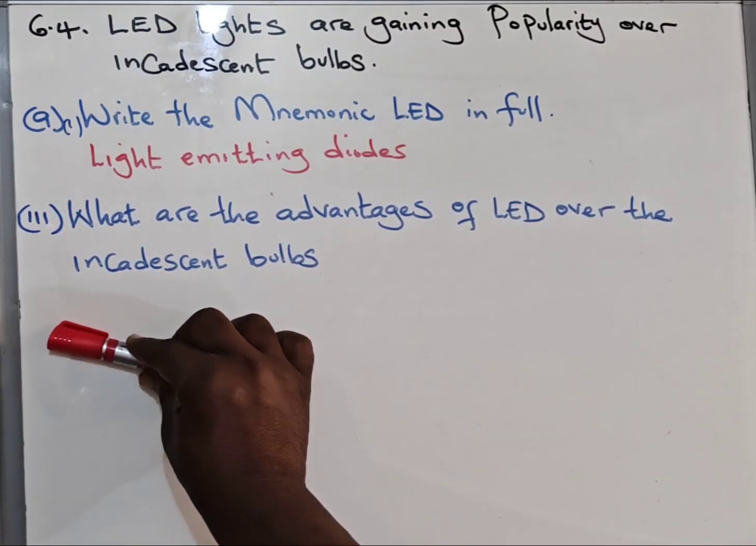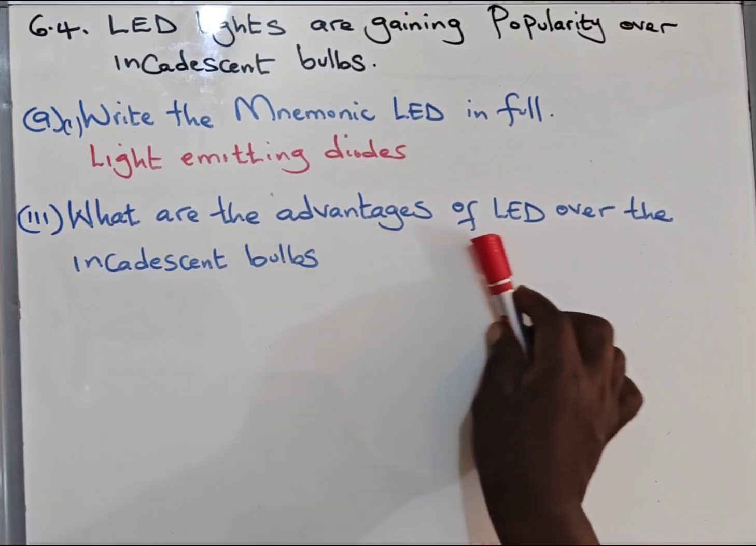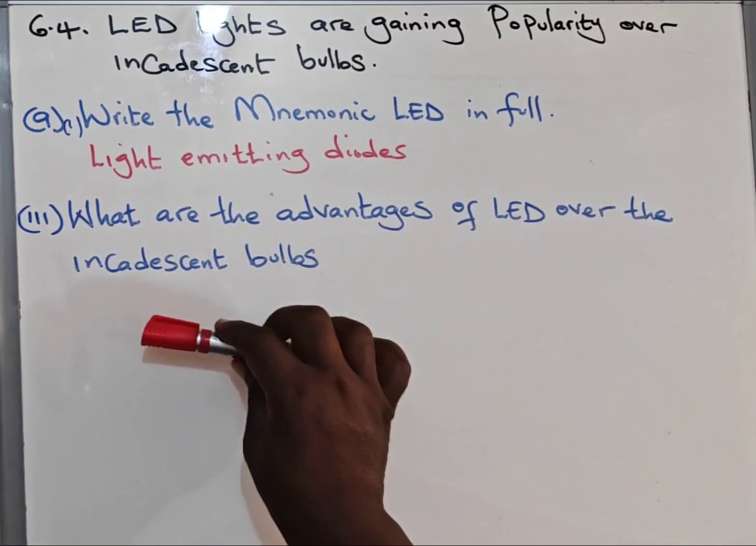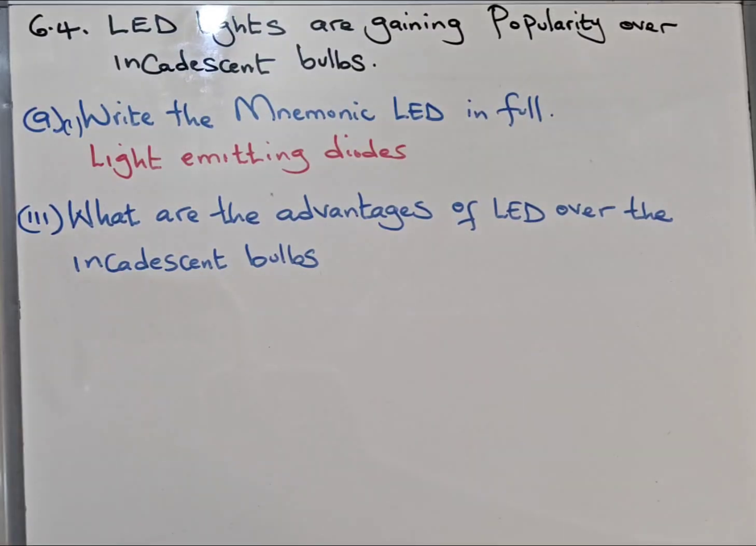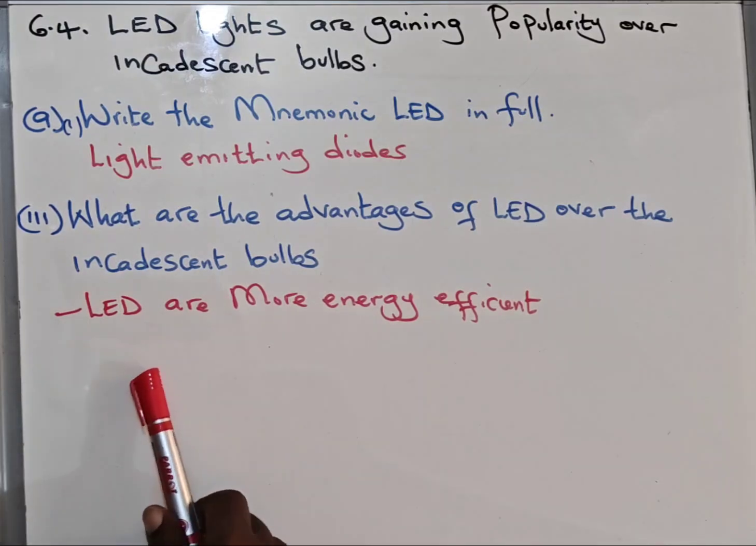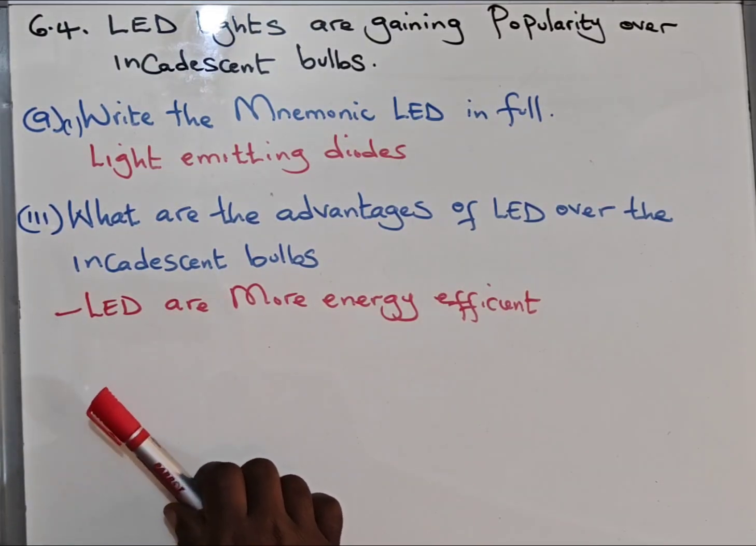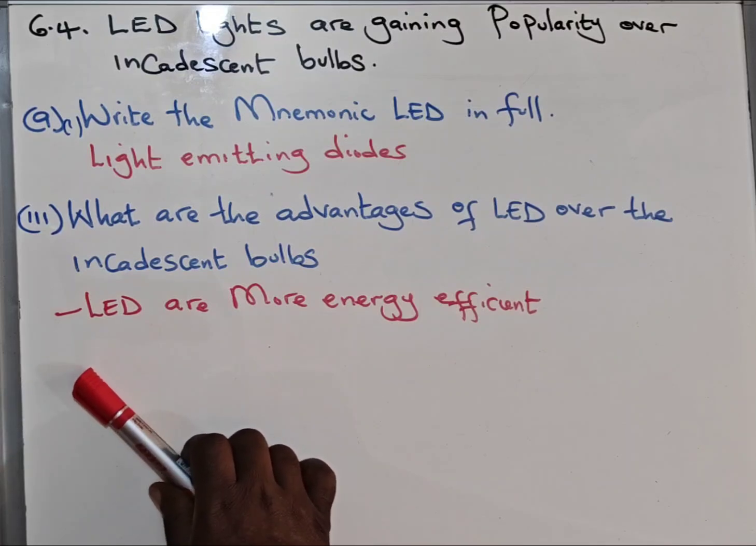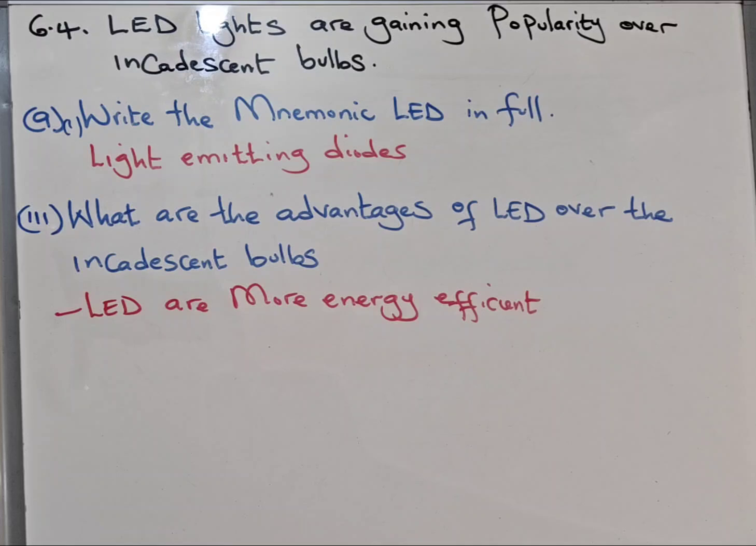Then we come to this one. It says, what are the advantages of LED over the incandescent bulbs? The first one is that LED are energy efficient. They require less amount of energy to work, so they don't waste energy. The second one is that LED do not heat up or emit less heat compared to the incandescent. So LED can be working and you can touch it comfortably because they don't produce a lot of heat like incandescent.